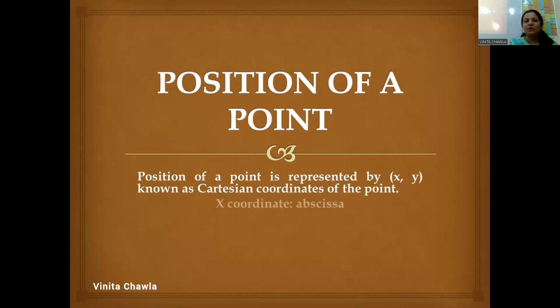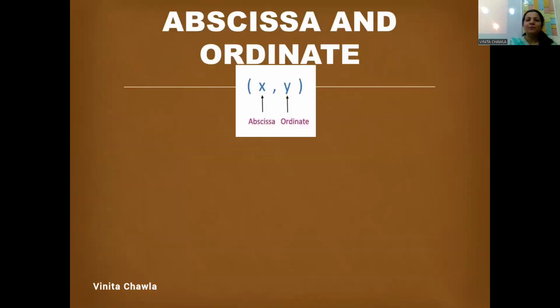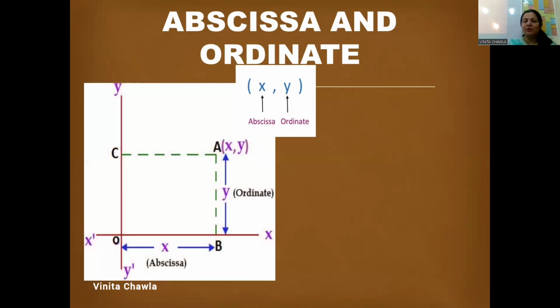point. X coordinate is called abscissa. On the other hand, y coordinate is called ordinate. This we have read in class 9. Okay. So abscissa is the x coordinate, ordinate is the y coordinate. Fine. So if we have to locate this point A, coordinates of this point is (x, y). X means it is at a distance x from the origin on x-axis, and y means it is at a distance y from the origin on y-axis. So when we join these two dotted lines, the point where they meet is the position of the point. This is how we locate the position.